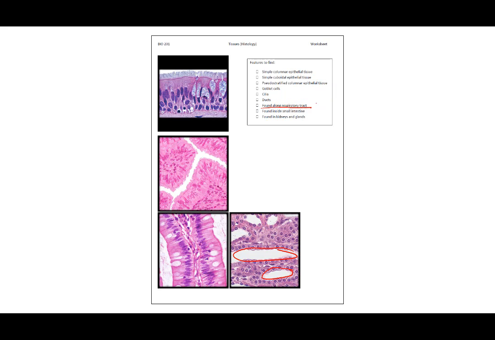Which one's found along the respiratory tract? That would be the pseudostratified columnar epithelial tissue that we see there. Which one's found inside the small intestine? That would be our simple columnar epithelial tissue, which is down there. Found in kidneys and glands, that will be our simple cuboidal, and that's going to be at this one. Oh, I kept missing this one. A nice example also of simple columnar, and it is also from the GI tract.